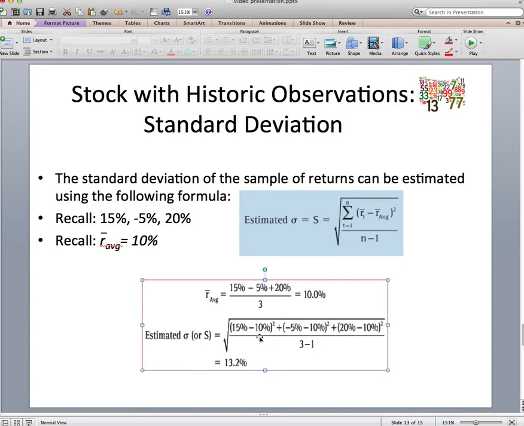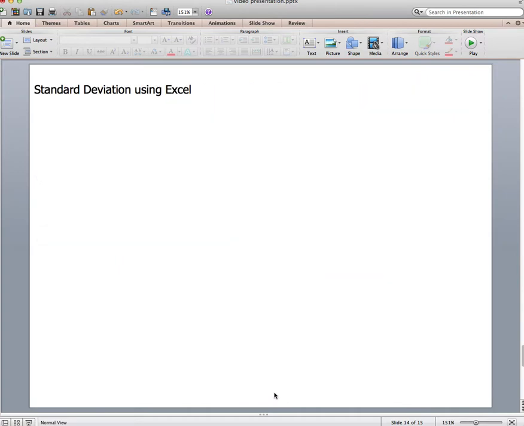15 minus 10, because 10 is the average, so 15 minus 10, squared. And remember, order of operations matters, so we square that first. We also add that to negative 5 minus 10 squared plus 20 minus 10 squared, divided by n minus 1, which here is 3 minus 1. That gives us 13.2. So in this case, standard deviation is 13.2.